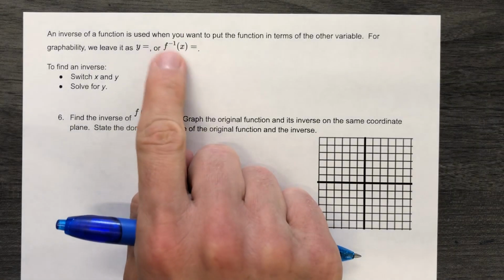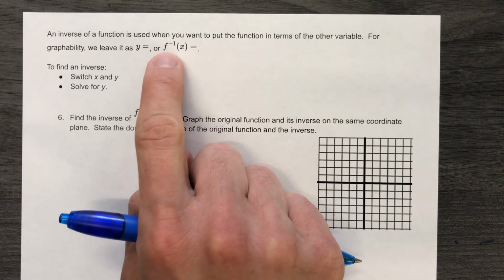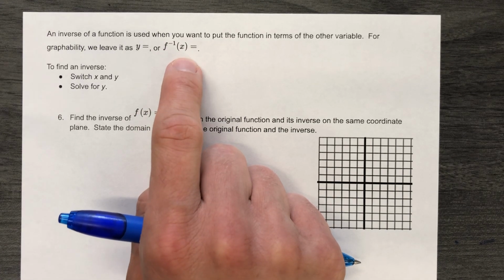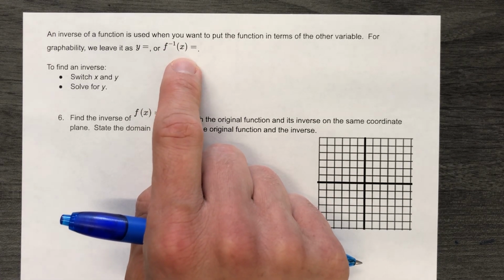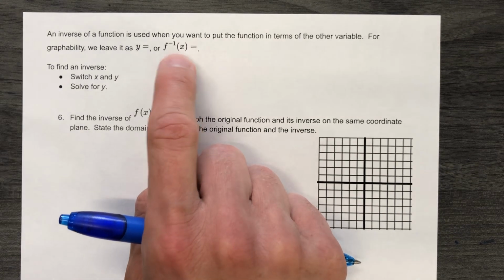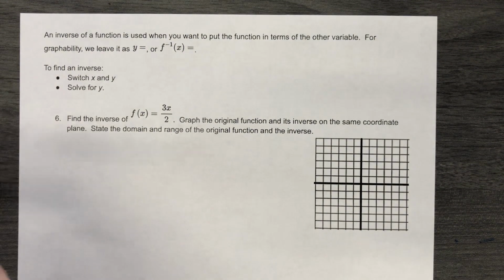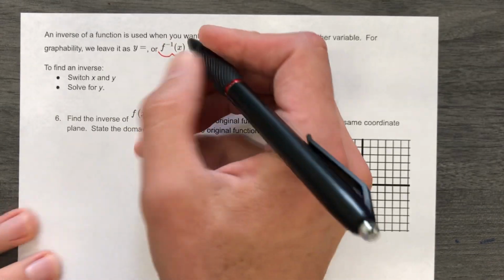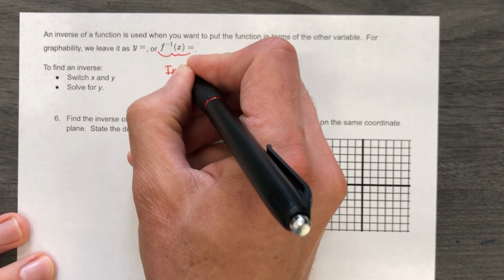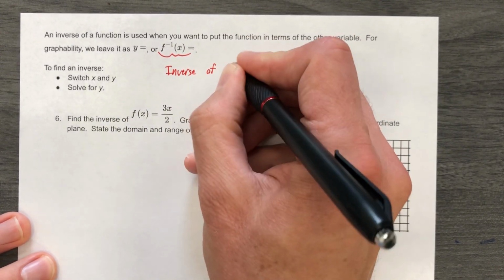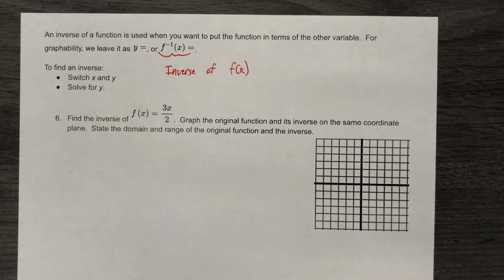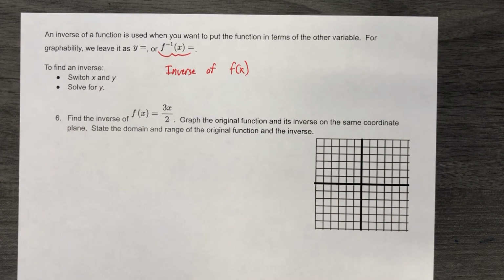We also could write this notation, f to the -1 of x, and then we get all crazy with it, and we're like, f to the -1, that means I'm going to put it in the denominator. No. This is just a notation. When I see this, and it's important because I'm writing it in red, this just means inverse of f. That's it. Okay, so there's no math to do with this -1.